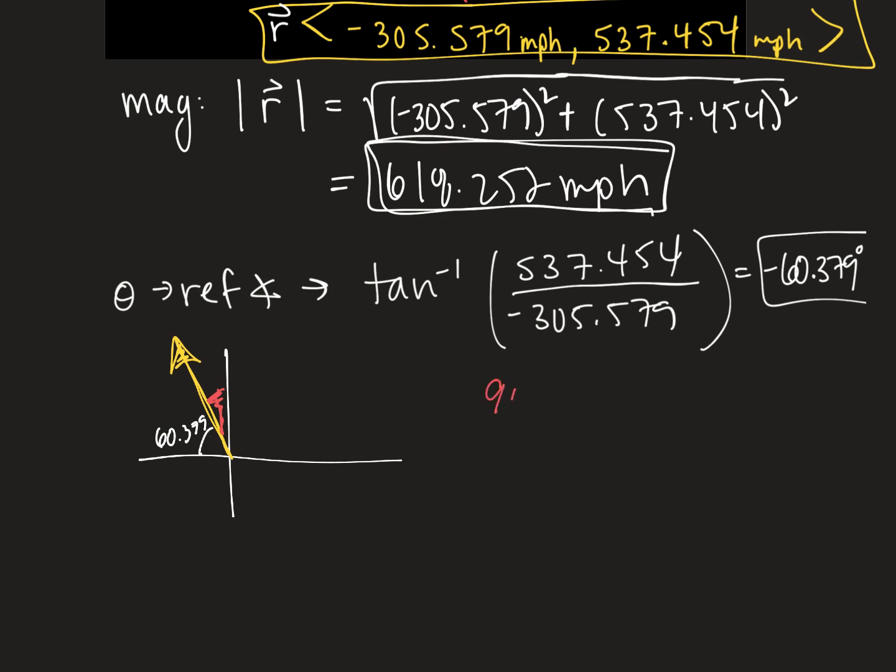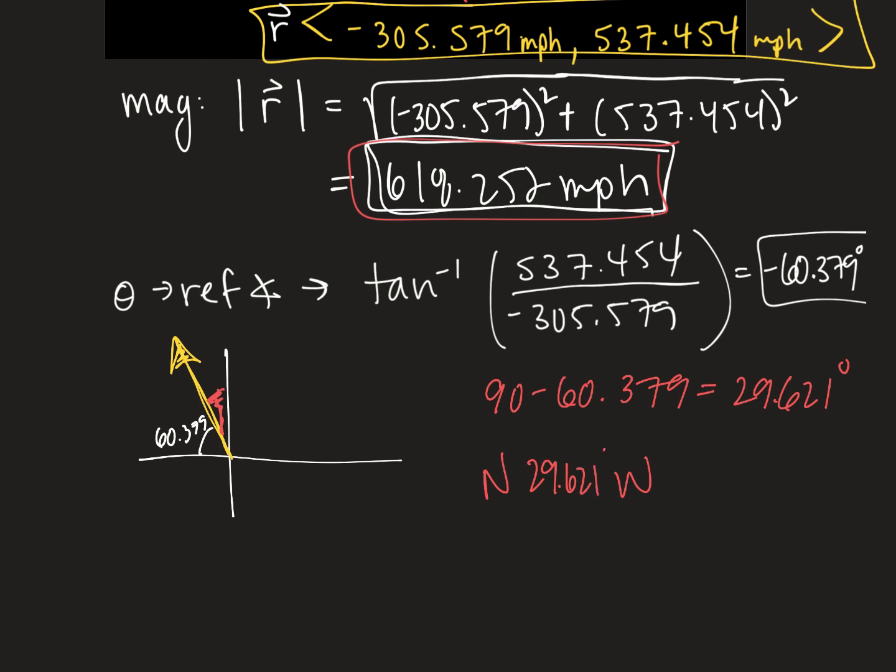So I'm going to do 90 minus 60.379, and that's going to give me 29.621 degrees. So my bearing, so here's my magnitude, and my bearing to finish this question up is we are tilting west of north 29.621 degrees. So there's your bearing for this problem.